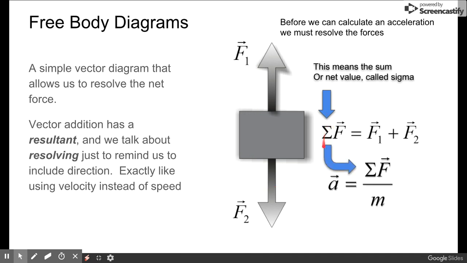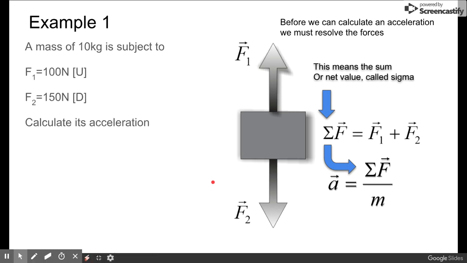Once you get the sum of all forces, then and only then can you calculate the acceleration using the total force that's left behind. You don't get two accelerations on an object unless you're ripping it in half. So you must resolve the forces before you can use Newton's law to calculate the acceleration.